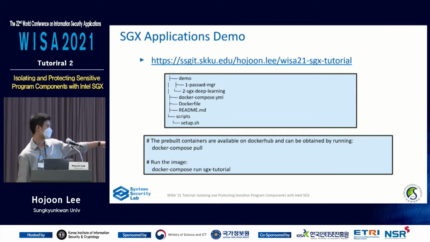Oh yeah, there you go. Docker compose pull to download pre-built containers, save you some time, and I'll see you back at 50.